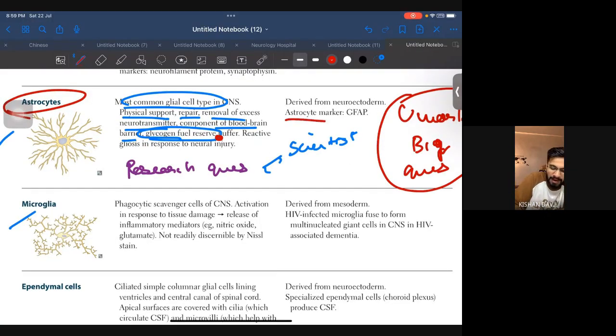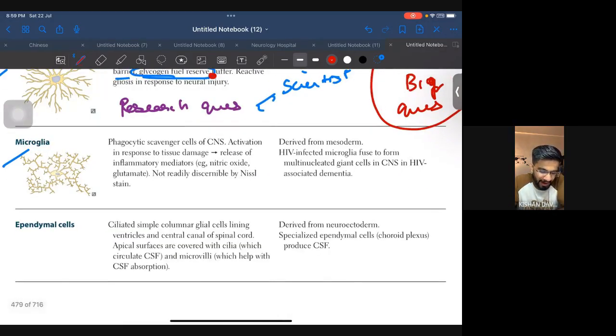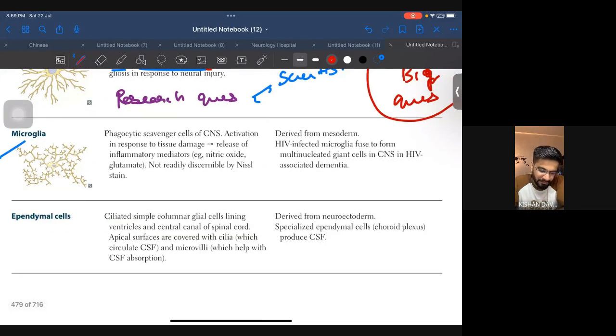And the astrocyte marker is GFAP. Where will it be reused? It will be used when you study the brain tumors. Okay, so astrocyte I mark as very high. Microglia are the phagocytic cells. It means they are macrophages. Ependymal cells are responsible for CSF production and absorption.